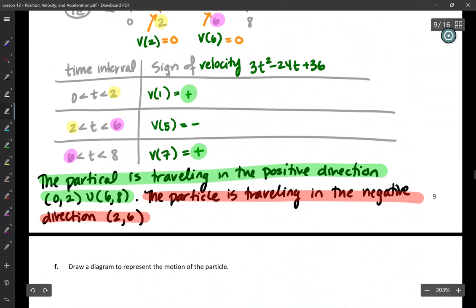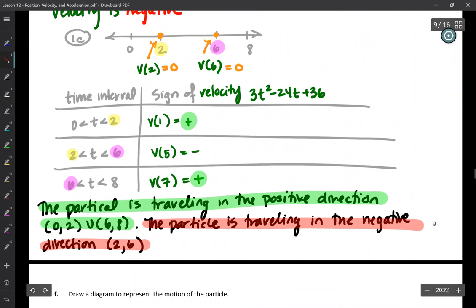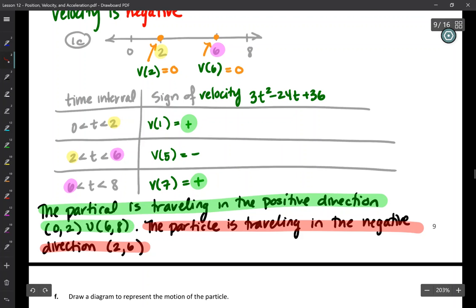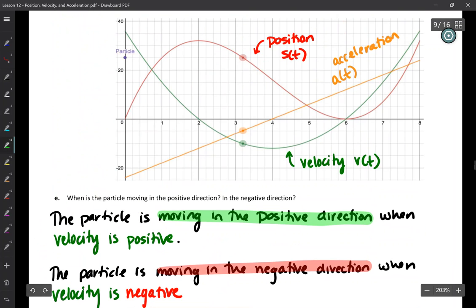We know that the particle is traveling in the positive direction when velocity is positive, and that happened between 0 and 2 seconds, as well as 6 and 8. Here, my particle is traveling in the positive direction between 0 and 2, as well as between 6 and 8. The way these look is you just kind of take this curve and squeeze it on down. Here's my position function.